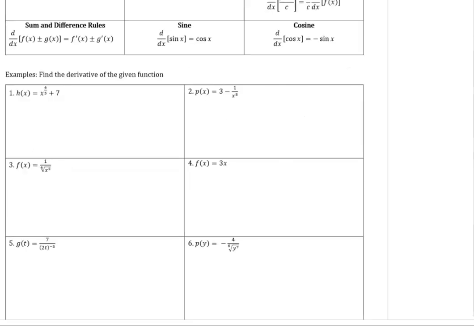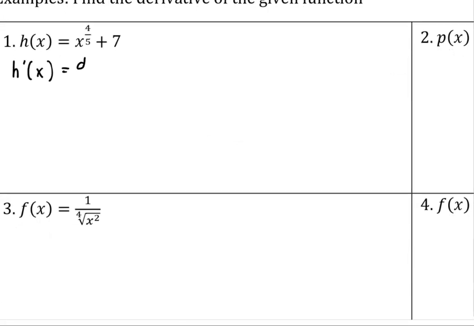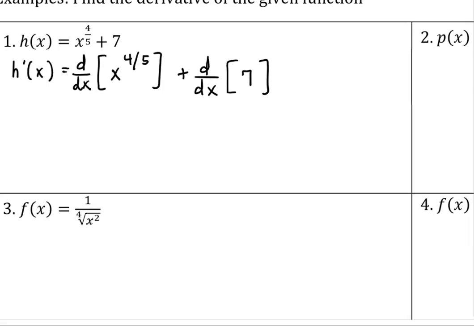In example 1, we start off with the function h of x, which is a sum of two separate functions. So to take h prime of x, we could first apply the sum rule, which would tell us to take the derivative of the first term, x to the 4/5, and to add that to the derivative of the second term, which is simply 7. So first I applied the sum rule.